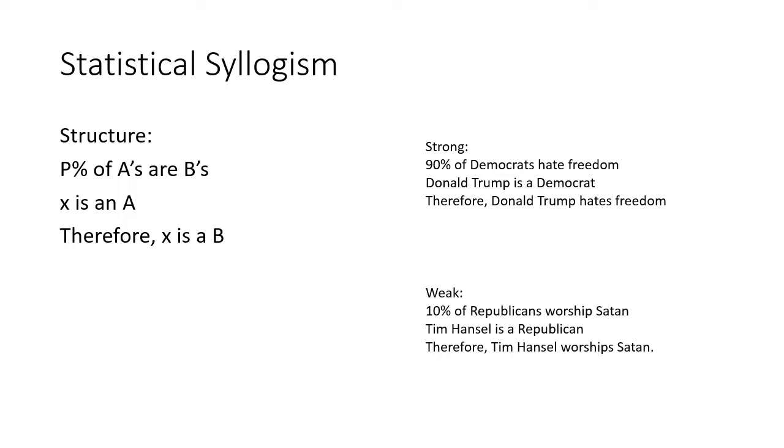So these are pretty straightforward. Evaluation is just a matter of taking a look at that percentage. Things can get weird, I guess, in the area where you don't actually have a number, but just a word. Words like most and almost all and nearly every and things like that indicate that the argument is probably strong, whereas words like some don't really tell you much. So those are some things to think about when evaluating statistical syllogisms. But like I said, the structure is pretty straightforward.